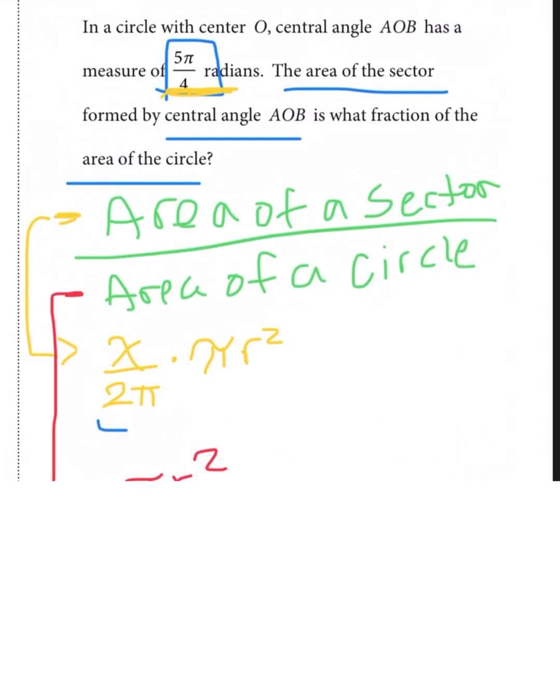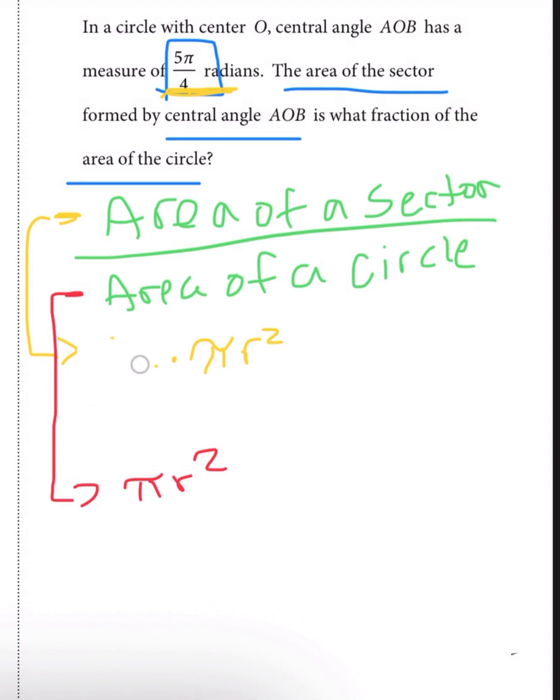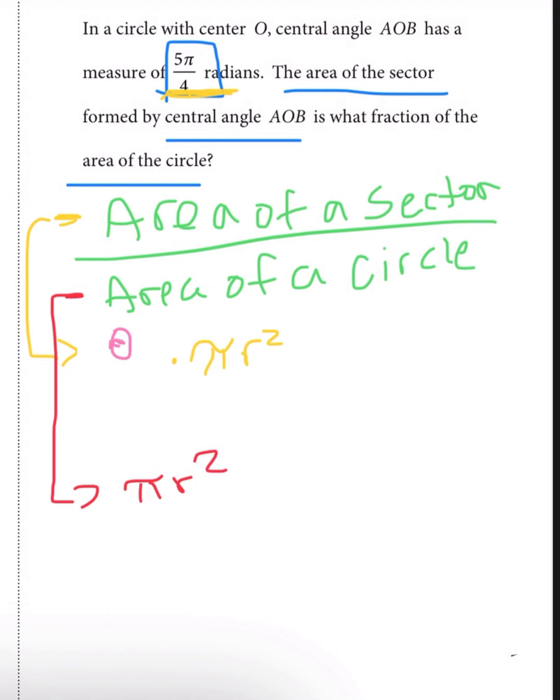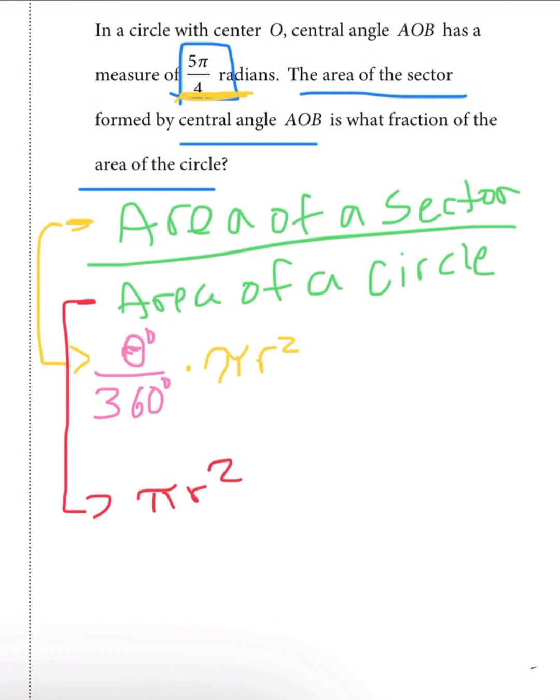And since we're not doing radians, we can't really use this equation, can we? We have to change the equation. It's going to be pretty much the same. I just have to change this part. It's going to be theta over 360 degrees. It's the same exact thing, but you just did theta degrees over 360 degrees. And your theta degrees is your 225.